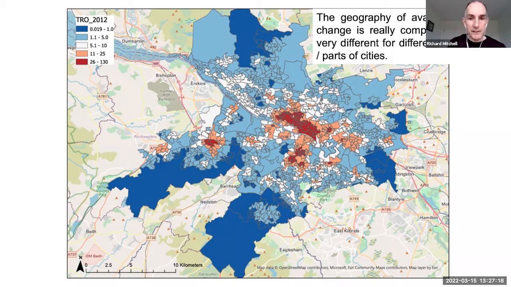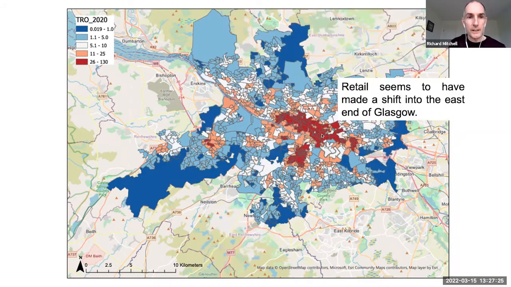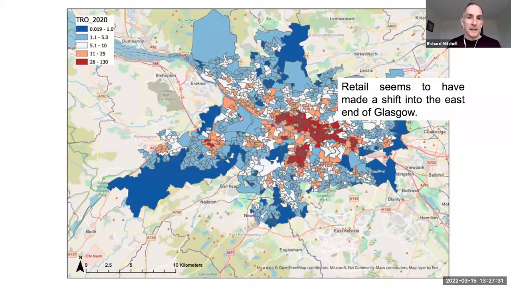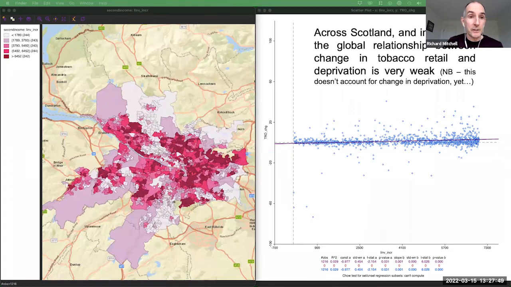So we're going to jump to 2020 now, and I want you to keep your eyes on this bit of the city here. Okay, so this is the geography for 2020. I'll just do that again in case you were blinking. 2012, 2020. What we see is a shift, in the sense that tobacco retail seems to have reached out like a big kind of evil hand, if you like, grabbing into the East End of Glasgow. Now, what do we think about when we think about the East End of Glasgow? We think about deprivation and poverty.